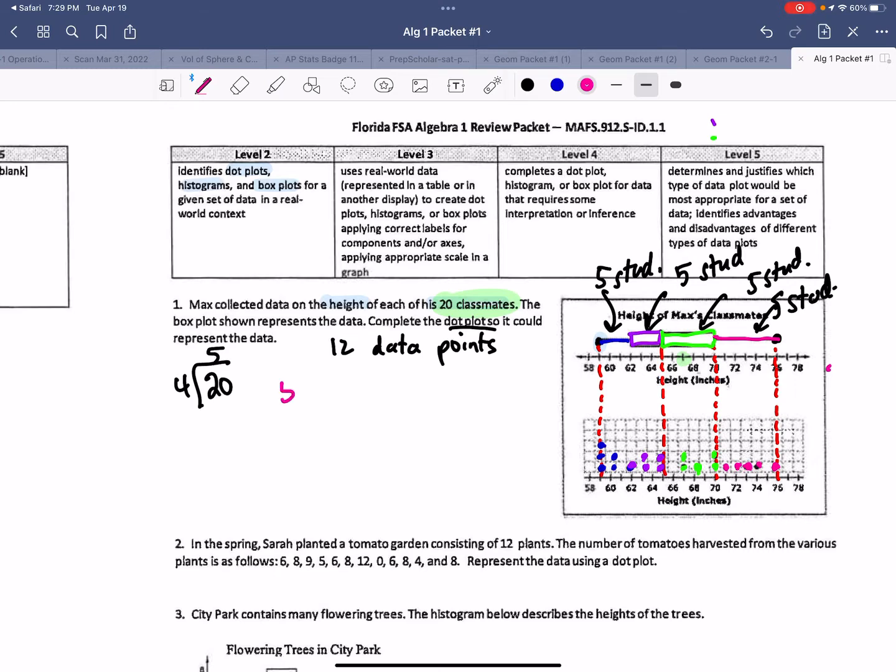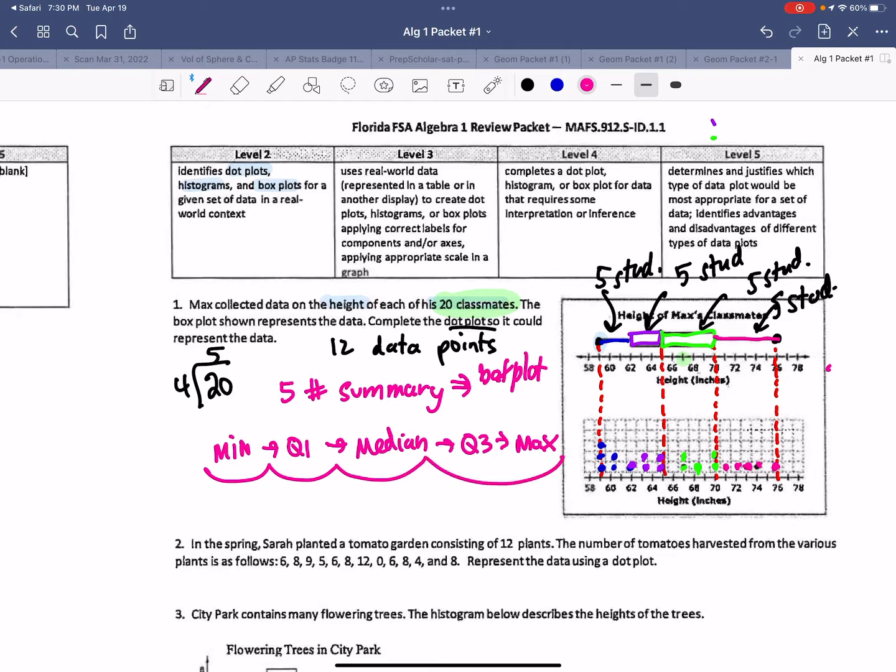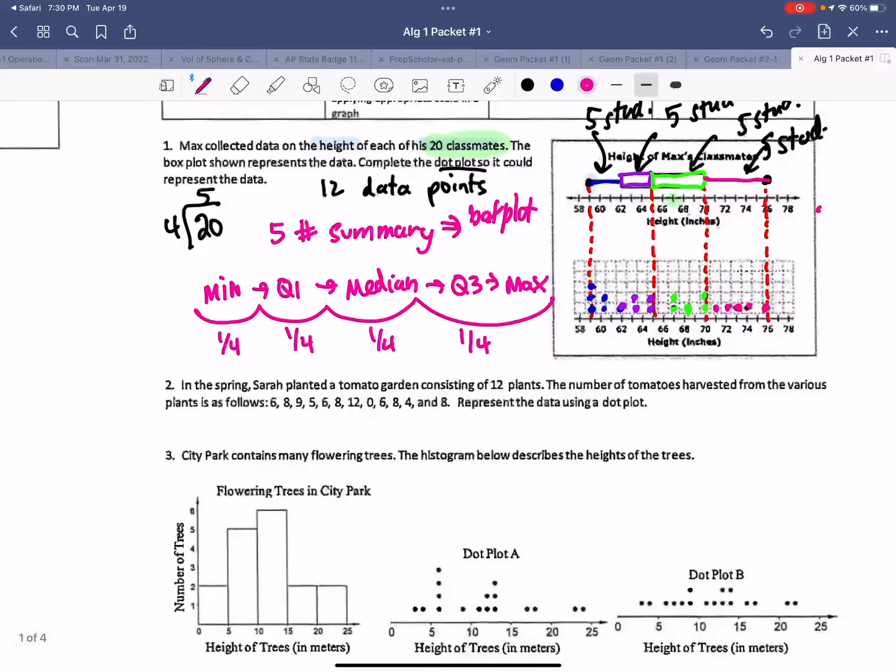So in a box plot, the box plot is a 5-number summary, okay? What does that mean? That means between the minimum and quartile 1, the median, quartile 3, and your max, you know that there's a quarter of the data in each of those. You can think of them as bins. This is 1 quarter of the data, 1 quarter, 1 quarter, and 1 quarter of the data. Nice.